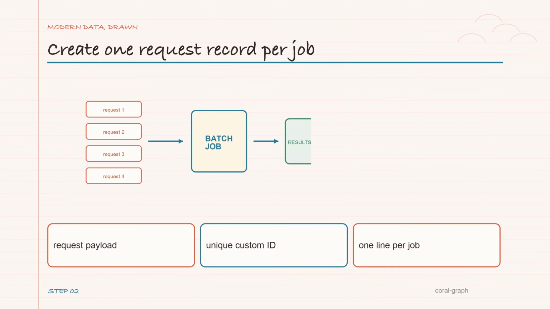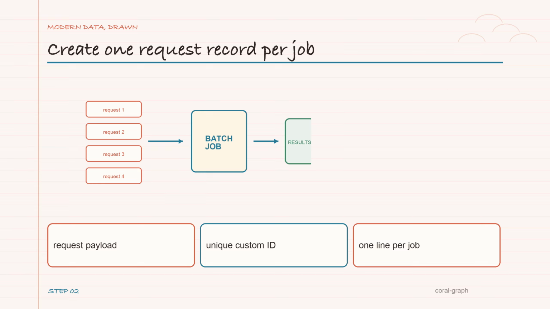With the previous step in place, the next piece becomes easier to see. A batch input file contains many independent request records, usually with a custom identifier for each one. The identifier lets your pipeline match results back to source records later. Here is the simple picture to keep in mind.